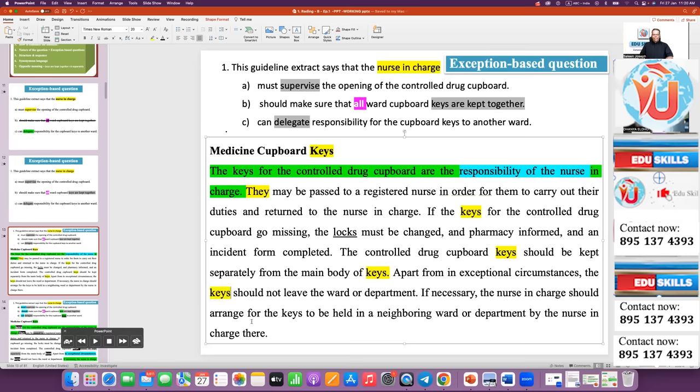The keys should not leave the department. If necessary, the nurse in charge should arrange the keys. Arrange for the keys to be kept. Yeah, see how many times it is repeated. So this should be practiced very well. Yeah, seven times. Seven is the perfect number.